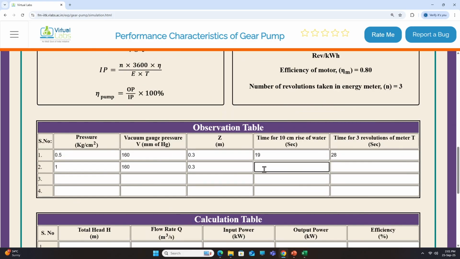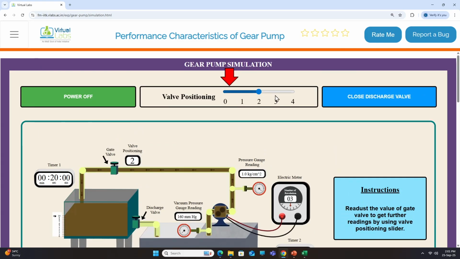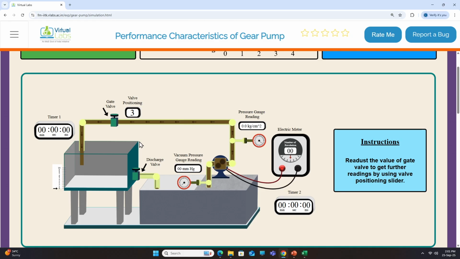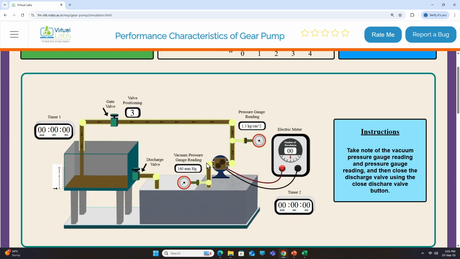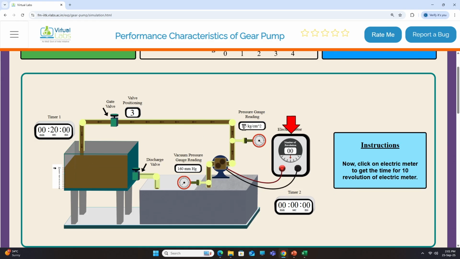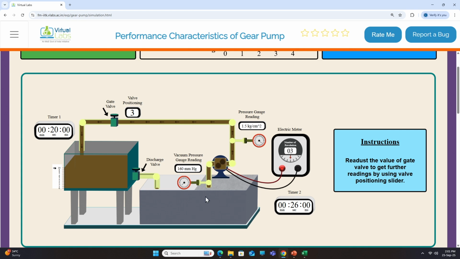Time taken is 20 seconds for filling the tank till 10 centimeter height, and for the 3 revolutions the time taken is 27 seconds. Now at the third position, closing the discharge valve, 20 seconds again, but this is at the pressure of 1.5 kg per centimeter square. Starting the electric meter for 3 revolutions, that is rotating the gas. For 3 revolutions, the time is 26 seconds.